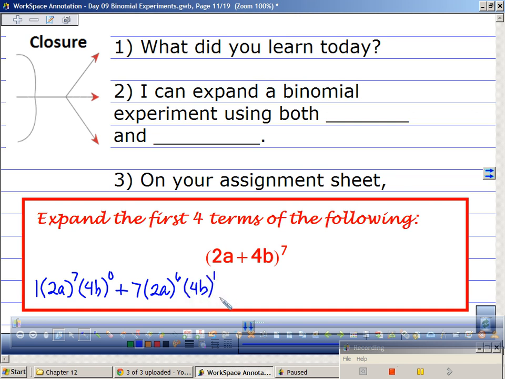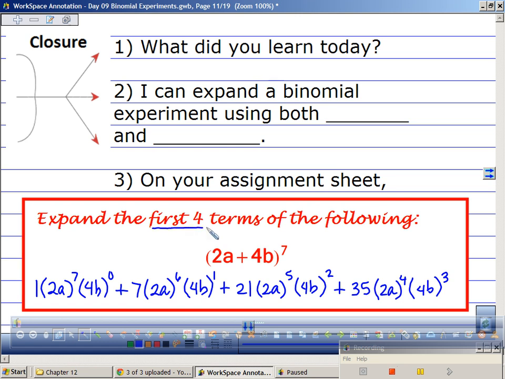See how much easier this is now than when you guys did it? Plus, what's the next coefficient? 21. 2a to the what? 5th. 4b to the 2nd. And the last one? No, not the real last one. The 4th one. 35. With 2a to the 4th. And 4b to the 3rd. That's as far as I want you to go. I said expand the first 4 terms. Good job, guys.